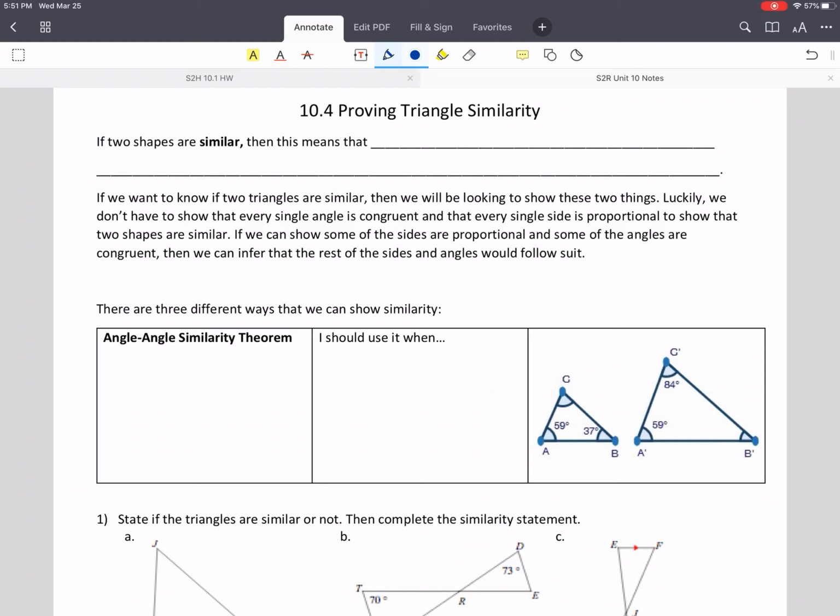Okay, we are in 10.4. Today we're going to be focusing on how to determine if you have triangles that are similar.